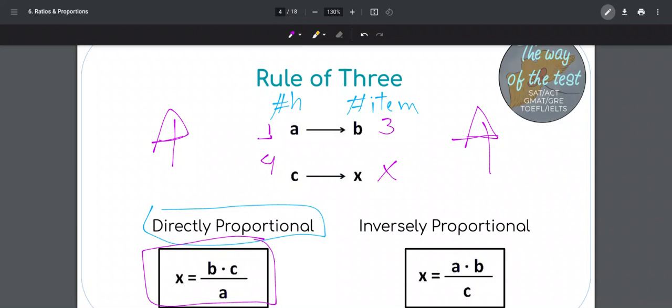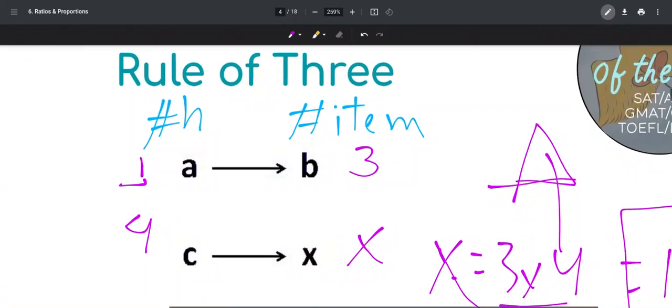Now, using the rule of three, in this case x will be 3 times 4 divided by 1, so x will be 12. This is according to my rule of three. I can also use proportions, which means I don't really have to use the rule of three.